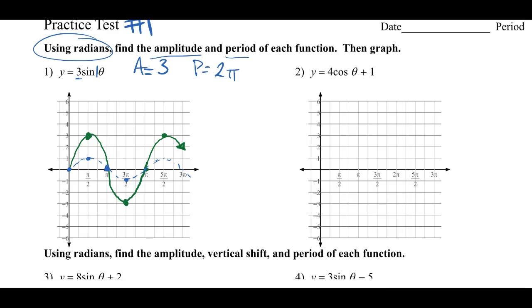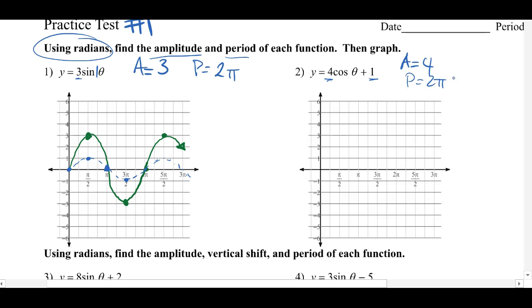Now for the second one, you've got a couple changes going on. You've got this 4 here, and you've got a +1 out here. So first, the amplitude, just the number in front of cosine, which is 4. Okay, and then the period, well, there's nothing in front of the theta, so it's just 2 pi.